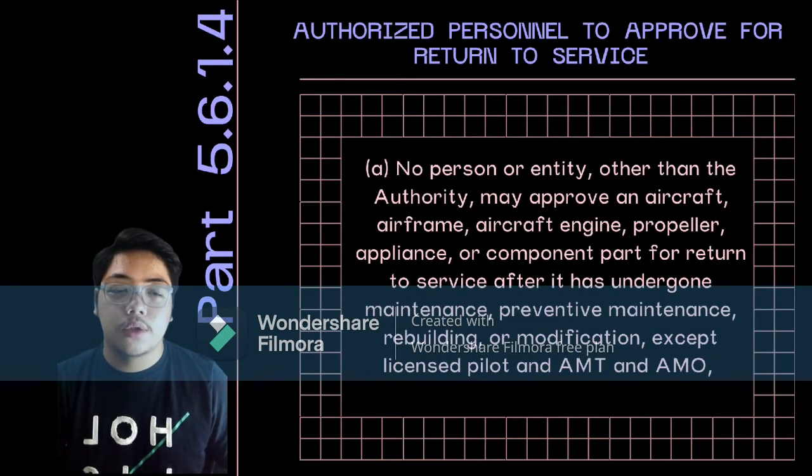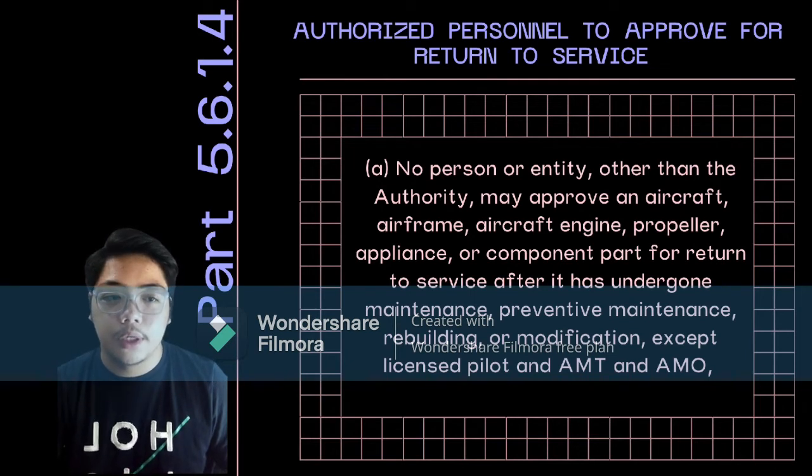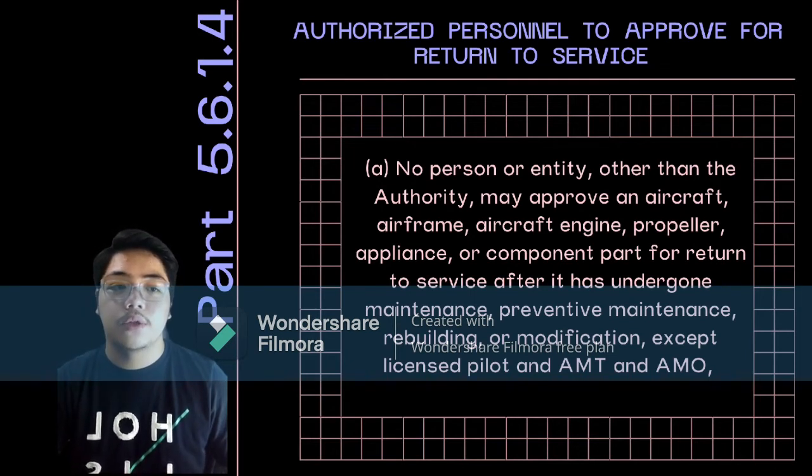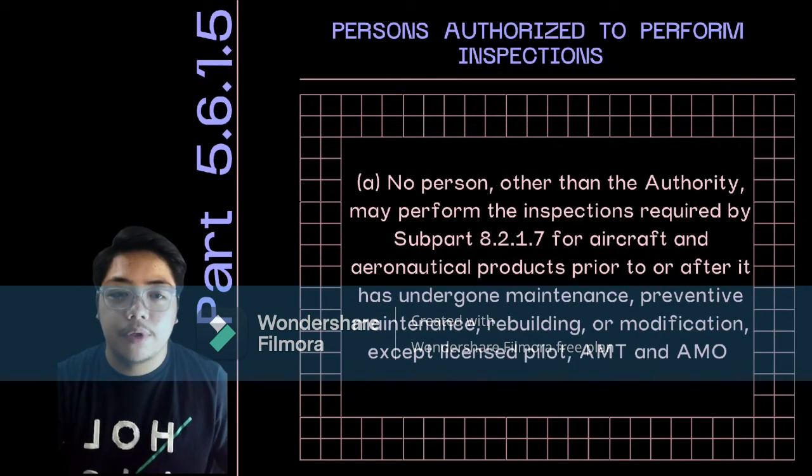The next is authorized personnel to approve for return to service. No person or entity other than the authority may approve an aircraft, airframe, aircraft engine, propeller, appliance, or component part for return to service after it has undergone maintenance, preventive maintenance, rebuilding, or modification, except licensed pilots and AMTs and AMO. Part 5.6.1.5.